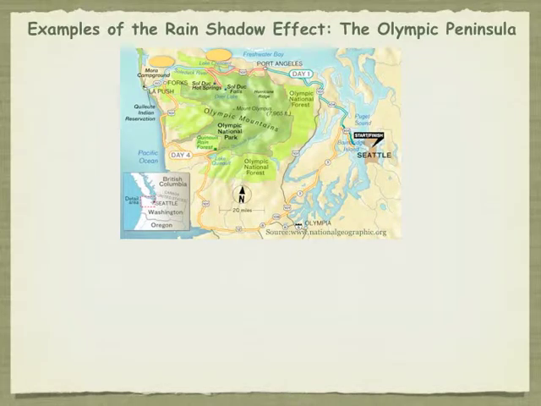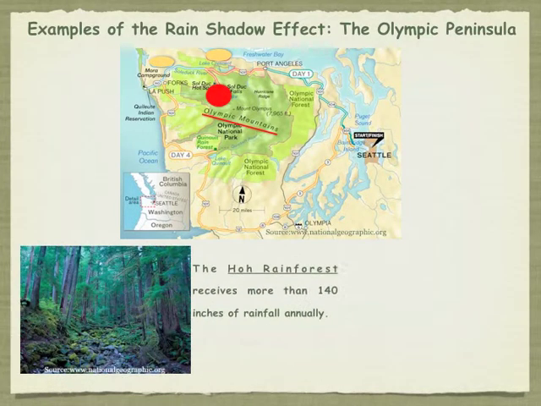There are also several places in the United States where the rain shadow effect is seen, such as along the Olympic Mountain Range of northwest Washington State. The Hoh Rainforest, on the windward side of the Olympic Mountains, receives more than 140 inches of rainfall each year. Towns on the leeward side of the mountains, however, are much drier.